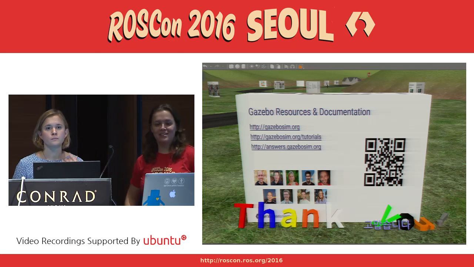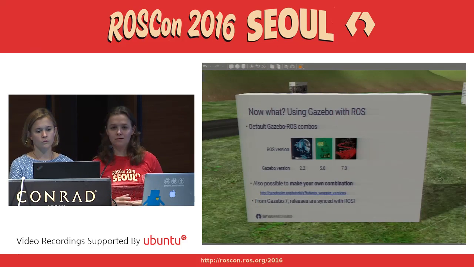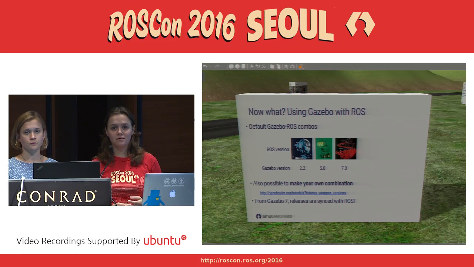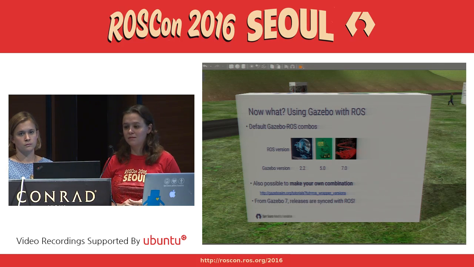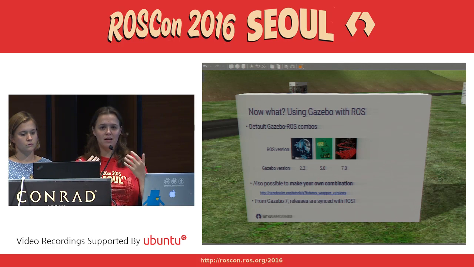In your last slide, you showed that there's a Gazebo wrapper. So for example, if I'm using Indigo and currently Gazebo 2, can I jump to Gazebo 7 and integrate it there? Yes, if you check this link, there is a tutorial on how to make your combination of versions. Okay.